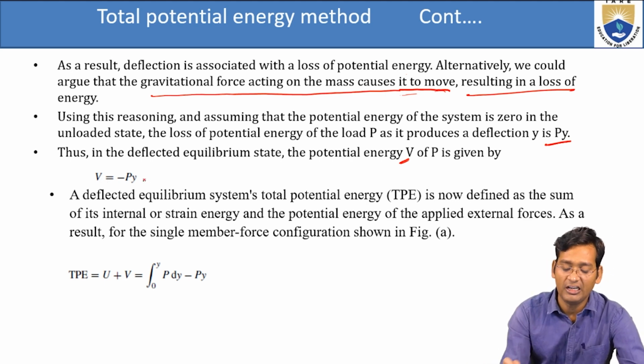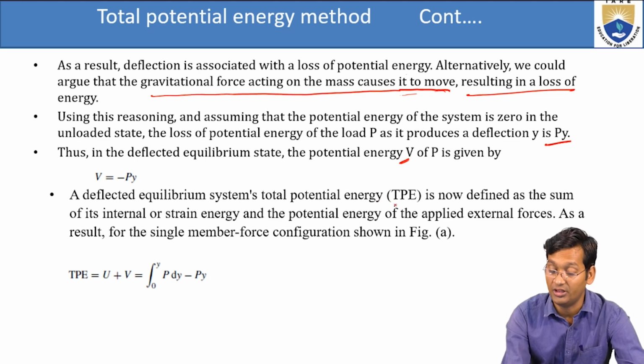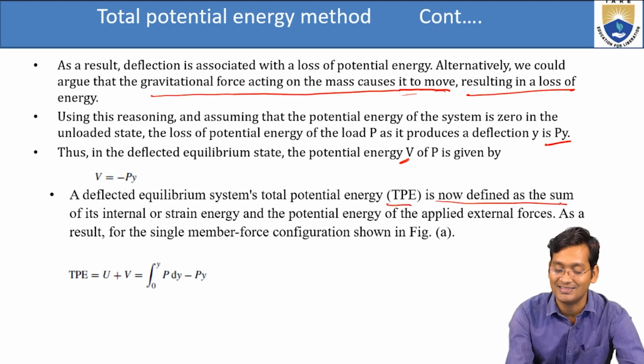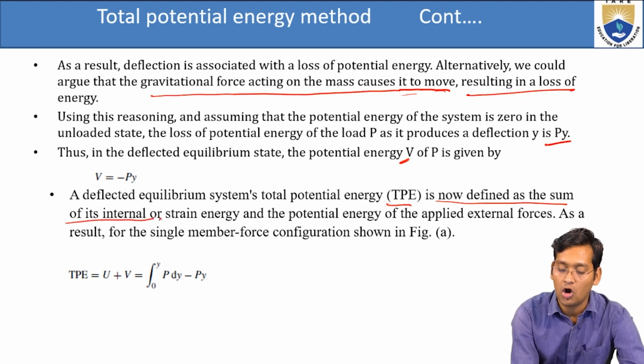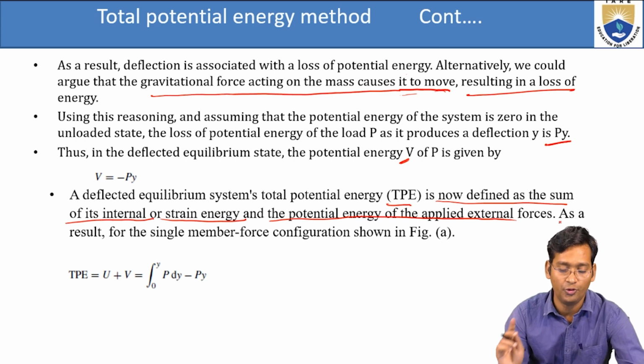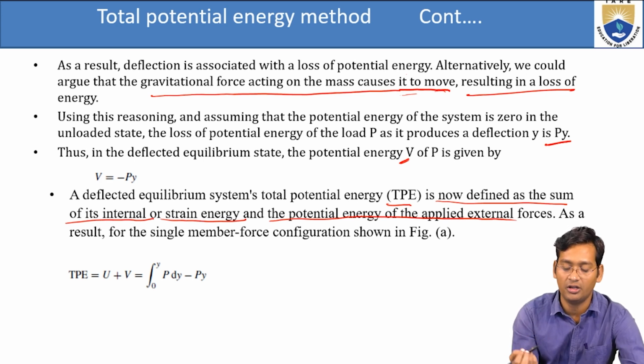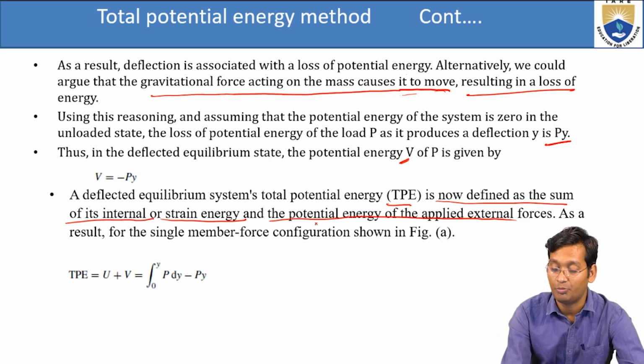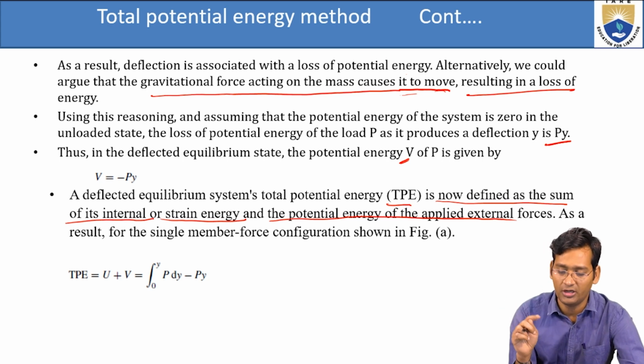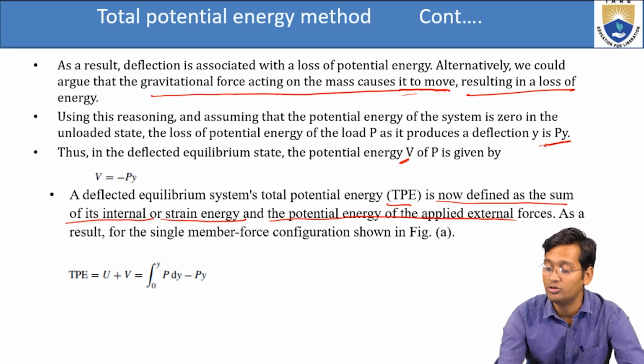Okay. A deflected equilibrium system's total potential energy, that is TPE, is now defined as the sum of its internal or strain energy and the potential energy of the applied external force. Whatever they have, the internal energy or the strain energy, because after getting expanded they stored some energy, plus what? The potential energy of the applied external load. So because of the applied load, what will be the potential energy? That is Py, that is minus Py.